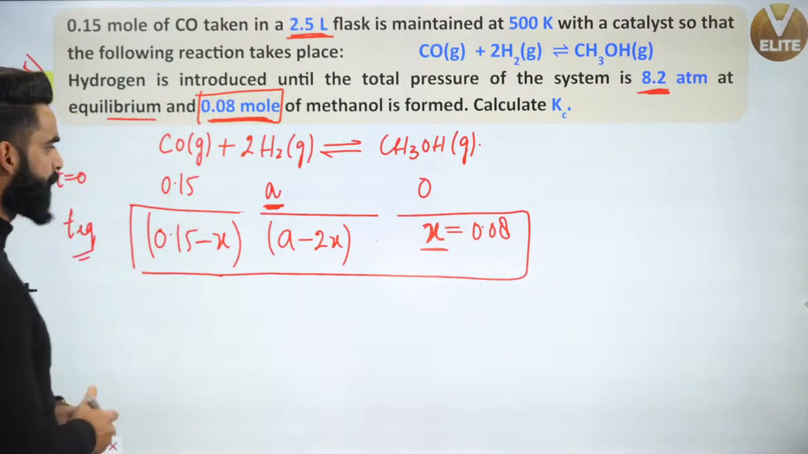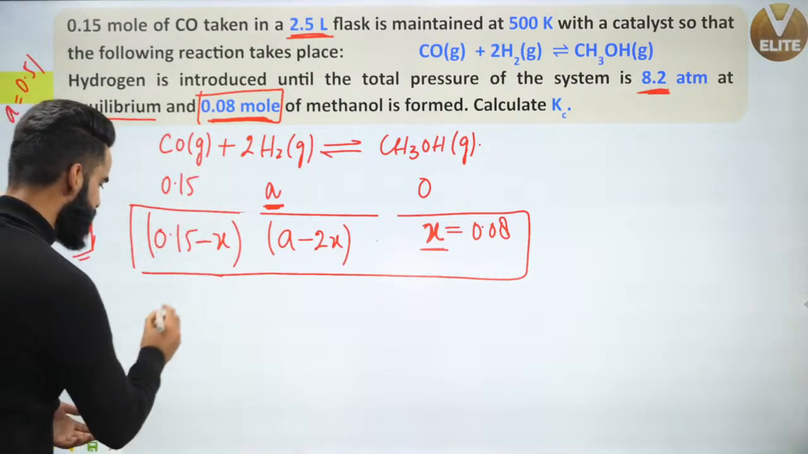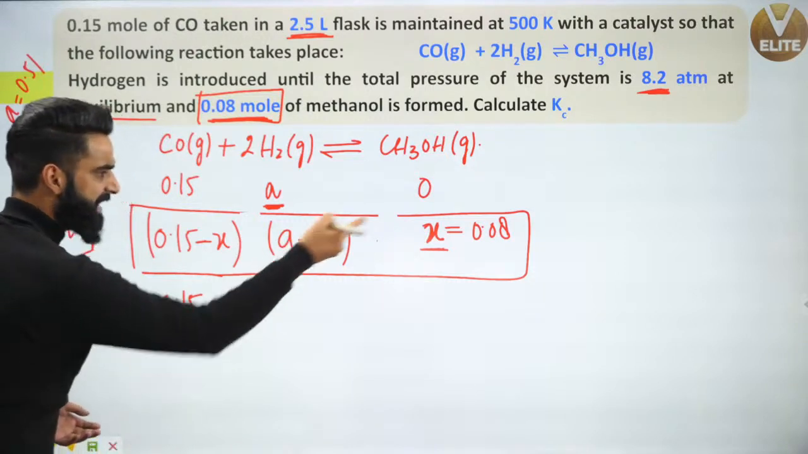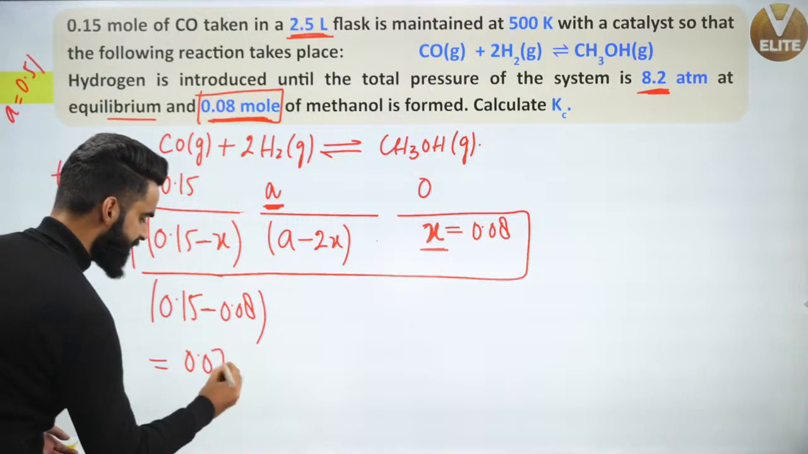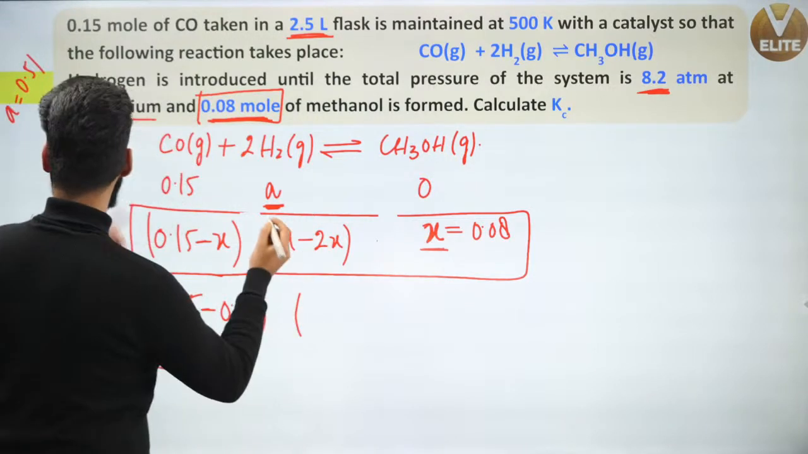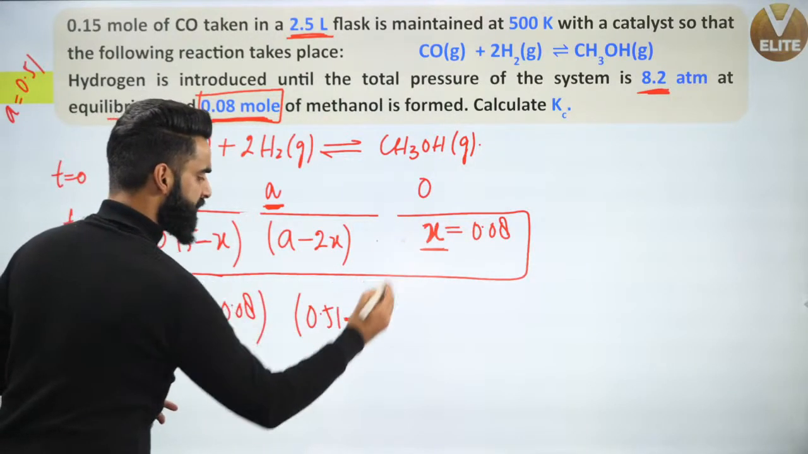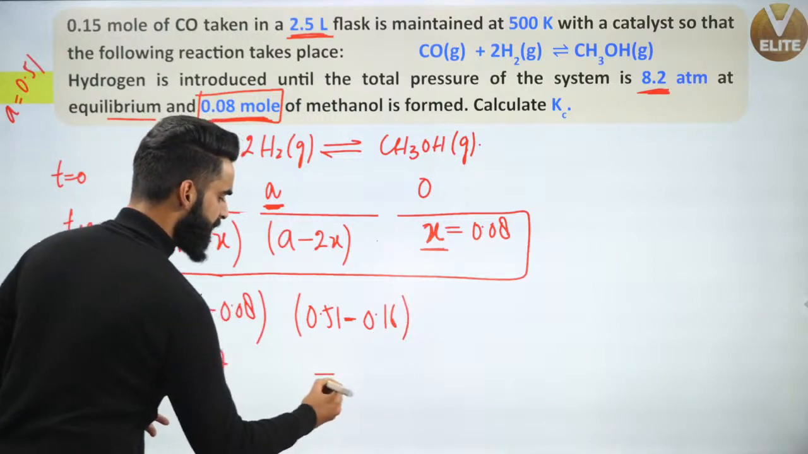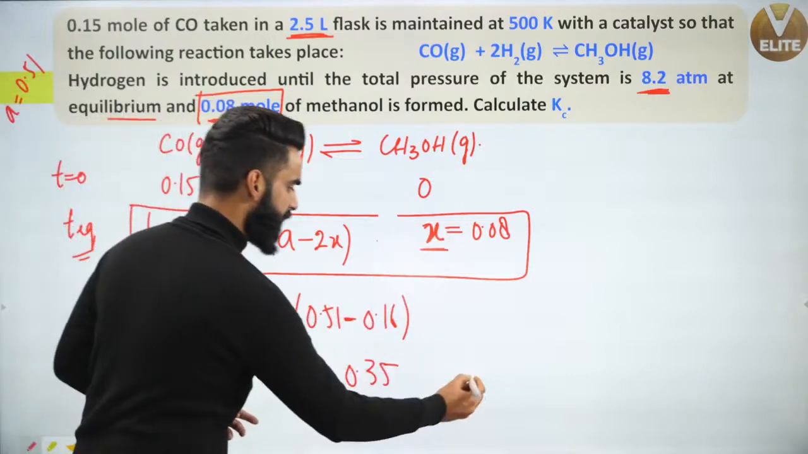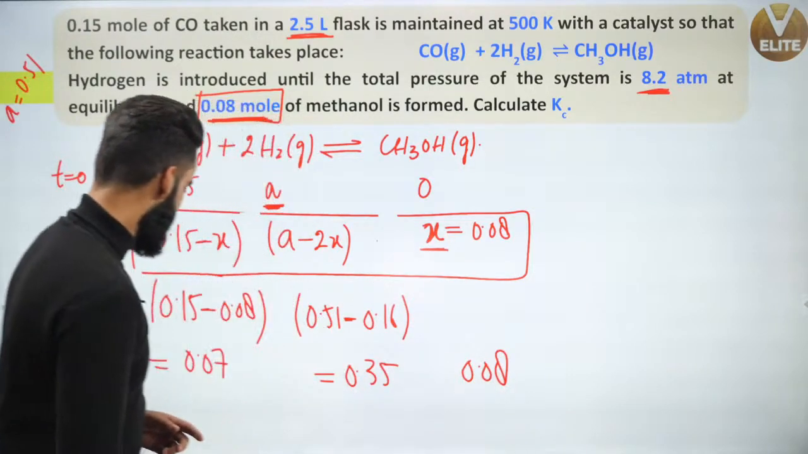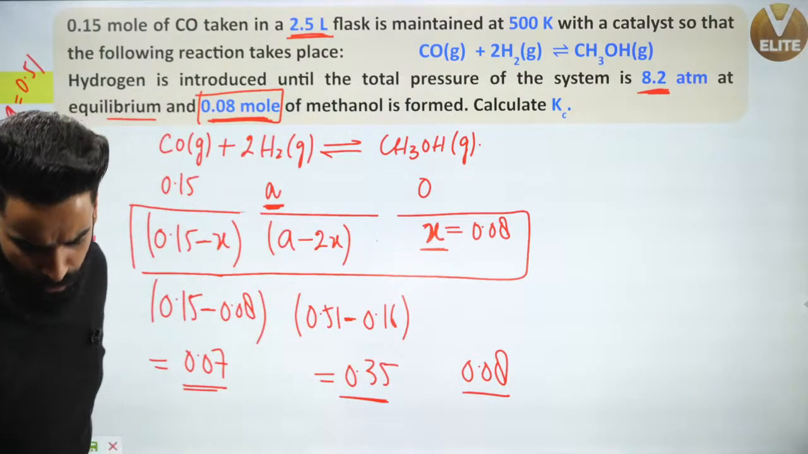See guys, the A value I got is basically the number of moles of carbon monoxide at equilibrium. So it's going to be 0.15 minus x. The x value is 0.08, so the value will be 0.07. For H2, it is A minus 2x. The A value is 0.51, so 0.51 minus 2 into 0.08, that is 0.16. The value will be around 0.35. And this x value, we already know, is 0.08. I got the moles of each reactant and product at equilibrium.